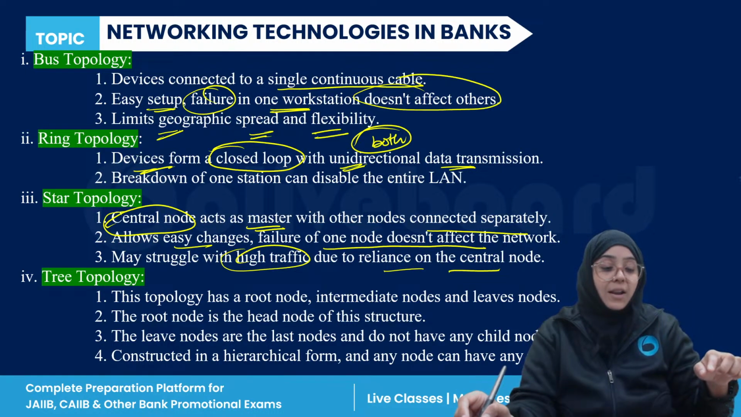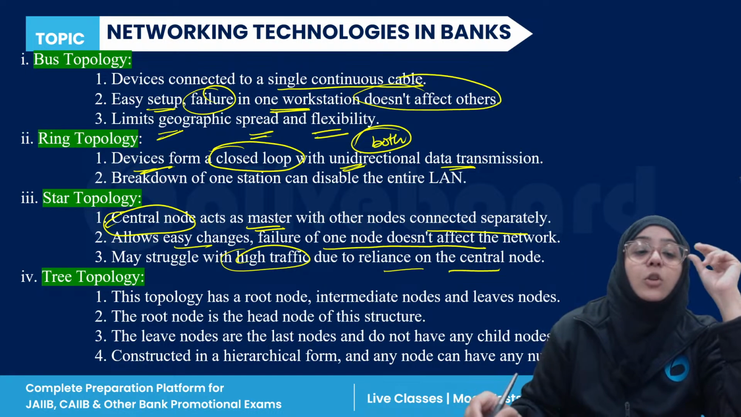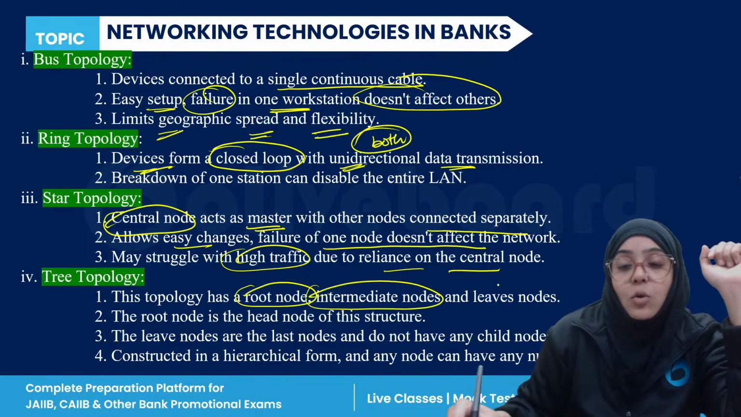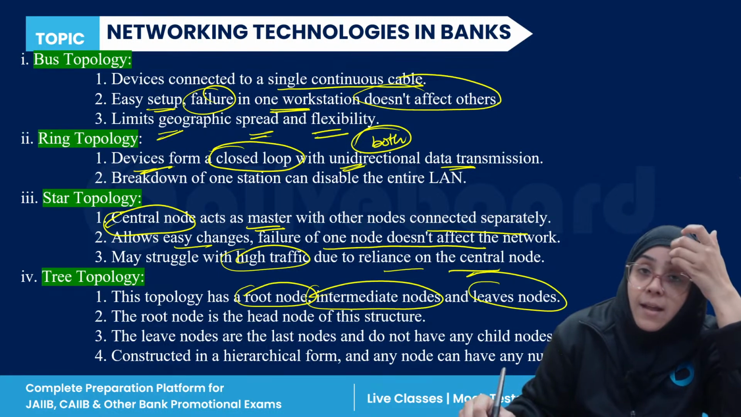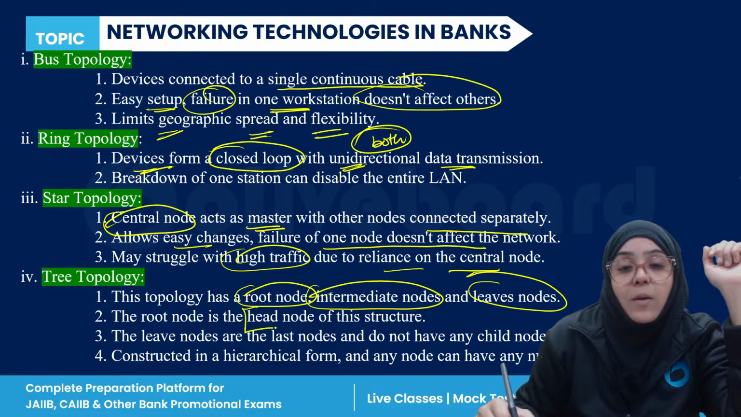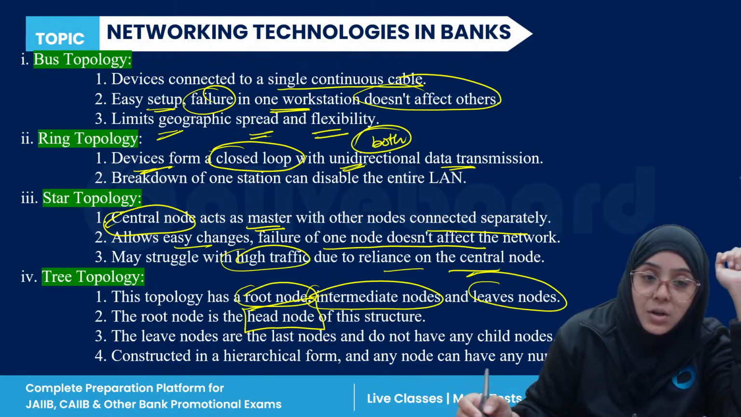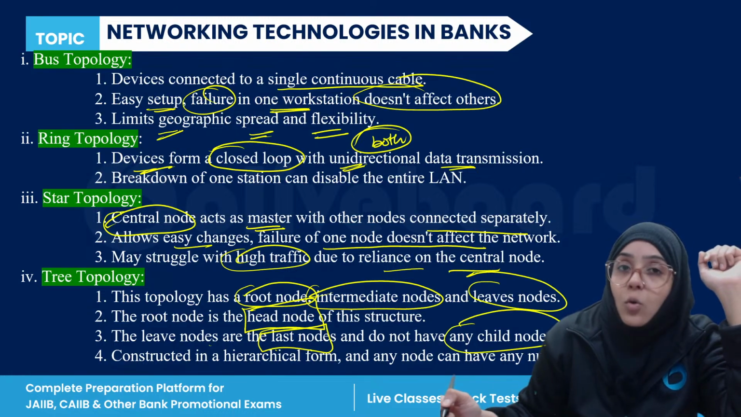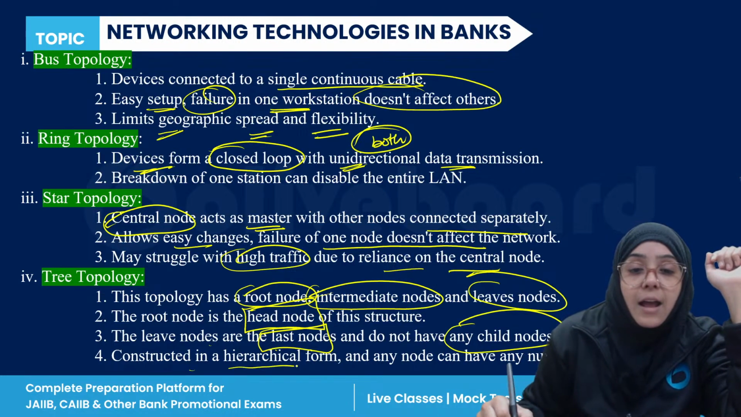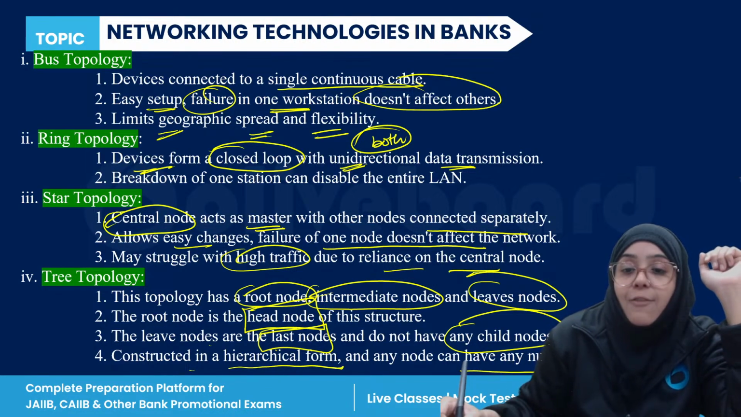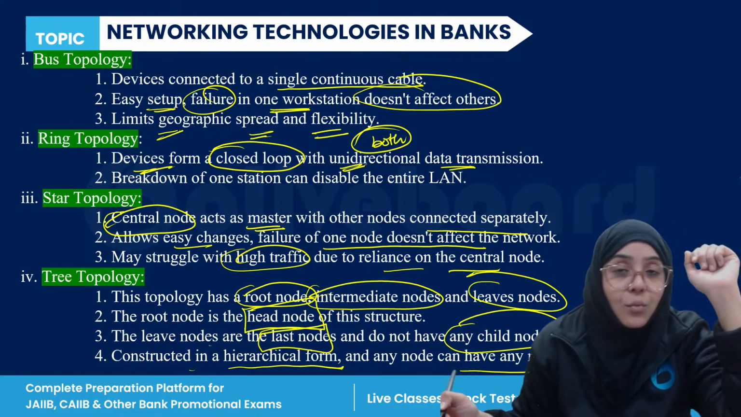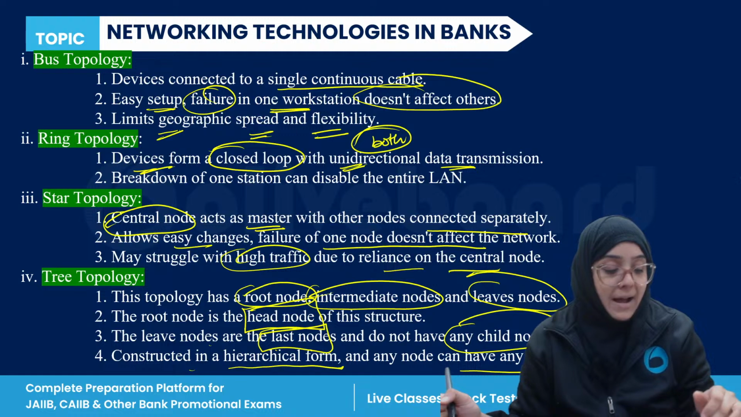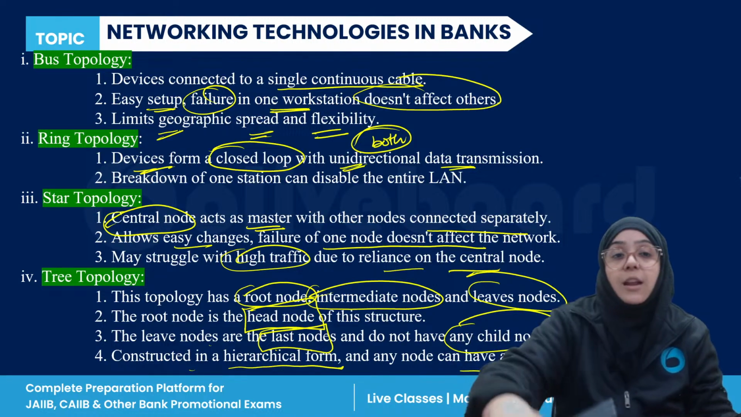Now, tree topology. In tree topology, there is one root node, intermediate nodes, and leaf nodes. The root node is known as the head node of this structure. The leaf nodes are the last nodes and do not have any child nodes. It is constructed in a hierarchical form, and any node can have any number of child nodes, right? So these are the networking technologies in the banking system.